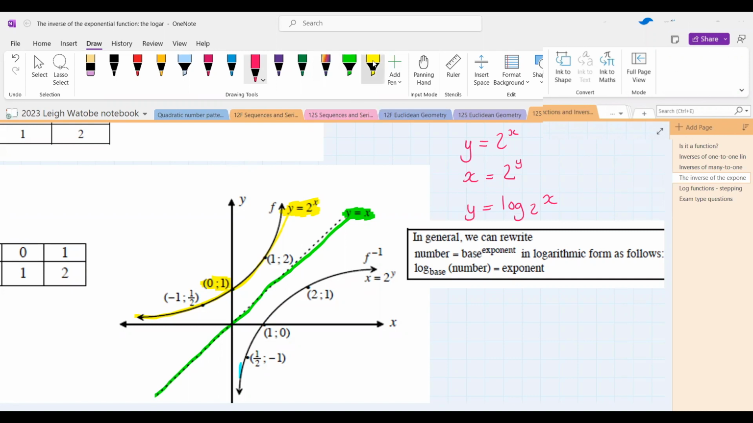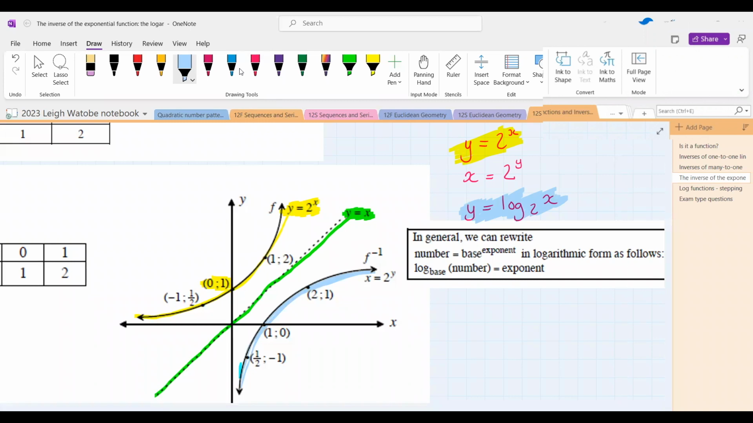This is the original function here in yellow, and the inverse function, this one in blue, is the one I'm highlighting over there. That's why we use the word log, because logs are the inverses of exponents.